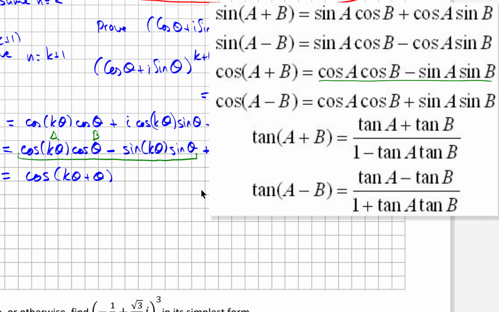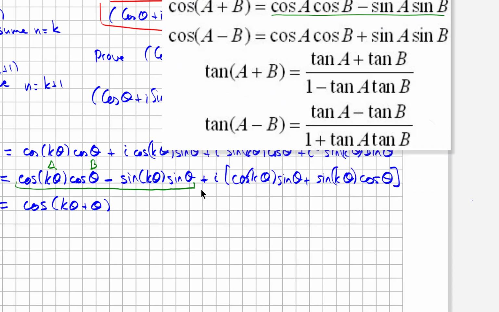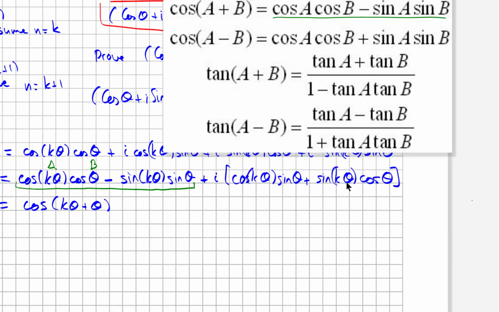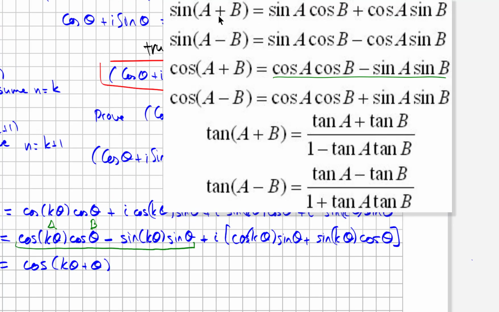Right, then we look at the imaginary part. So looking at the imaginary part, we've got sine cos plus cos sine. So that fits the first of the four formulas, the one you see here. So we have a sine A plus B situation here, where A is your k theta, and B is your theta. So I can write that as plus i times sine of k theta plus theta.